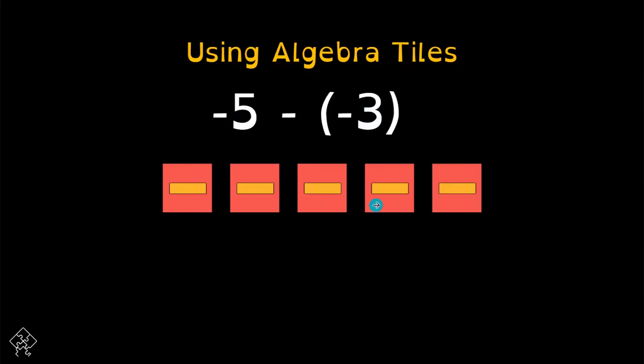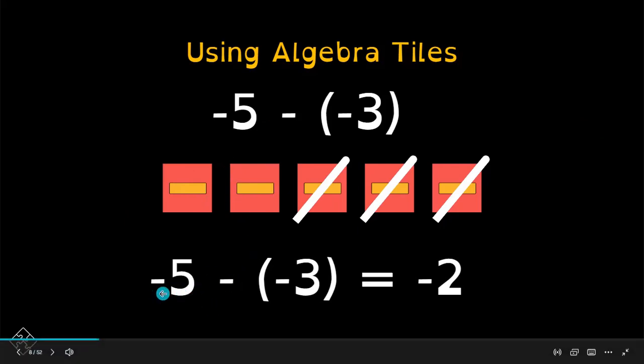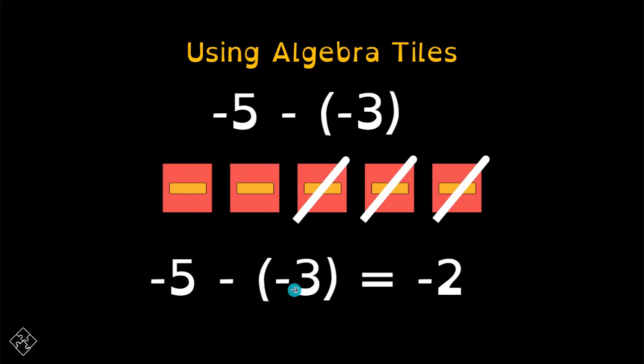Then magsusubtract tayo or mag-aalis tayo ng 3 negative tiles. So inalis natin itong 3 na to. And then, aalamin natin kung ilan ang natira. Ilan nga ba ang natira? Ang natira, 1 and 2. And this is a negative tiles. Okay, so therefore, we have negative 2 remaining here. Okay, so kung babasahin natin yung ating question, negative 5 minus negative 3, that is equal to negative 2 when we are using this algebra tiles.